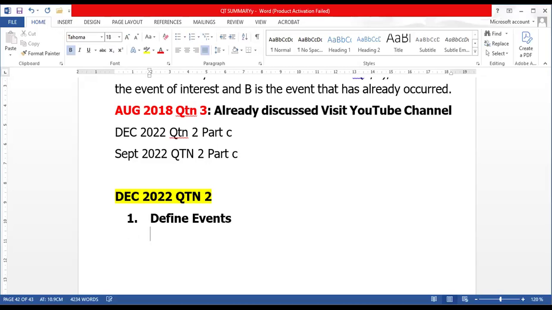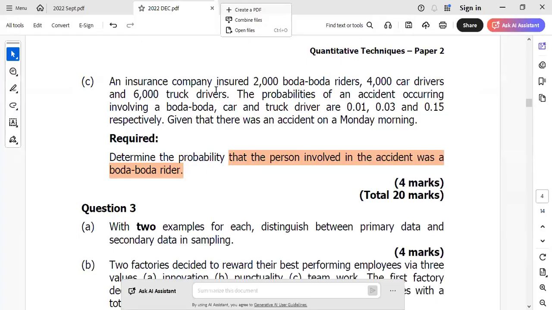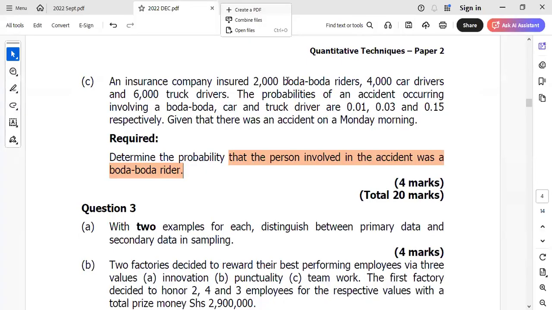So from this question, what are the events that we have? Now, when you look at this question, we are told that an insurance company insured 2,000 boda riders, 4,000 car drivers, and 6,000 truck drivers. Those are your events.